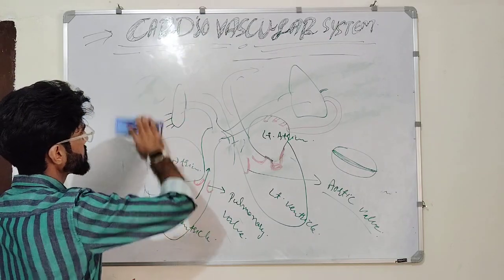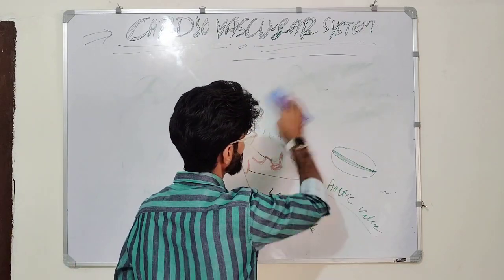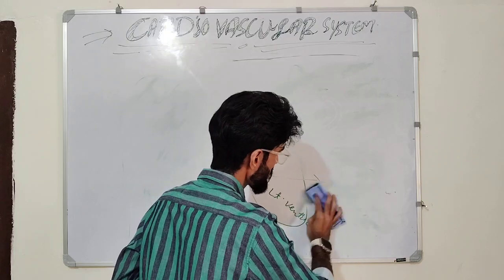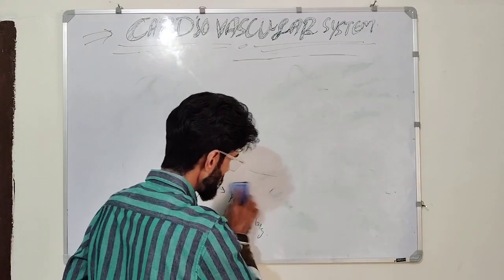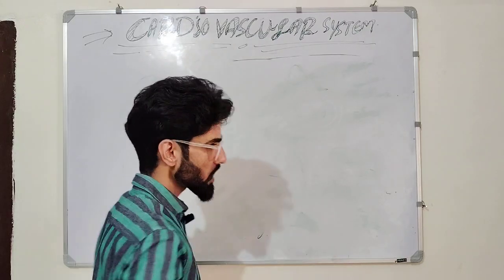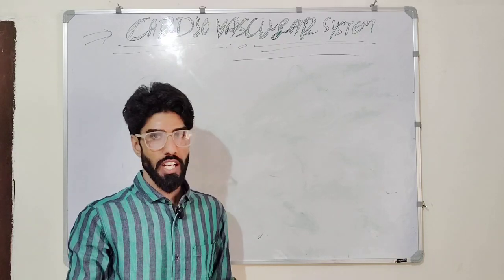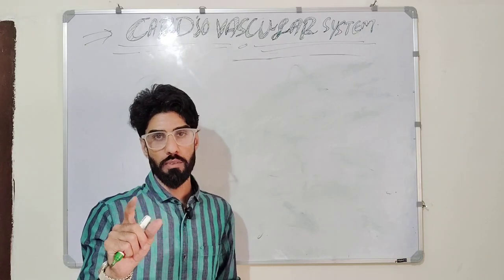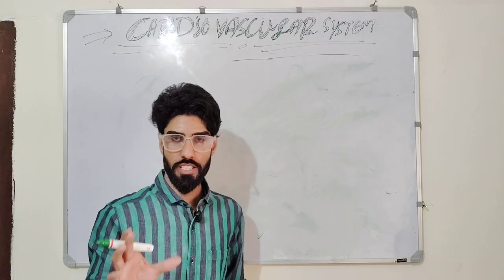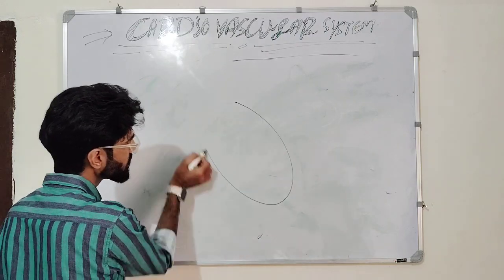Now, we have discussed up to now the chambers: those superiorly are called atria, and those inferiorly are called ventricles. And we have discussed the AV valves or input valves, and the outflow valves, which are also called semilunar valves. Okay, let me make a simple diagram one more time here.